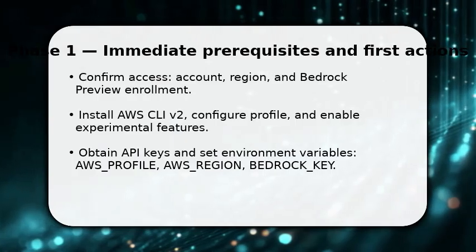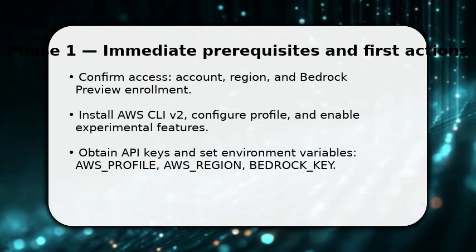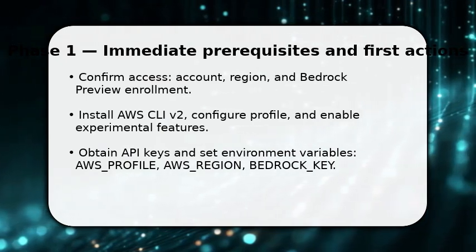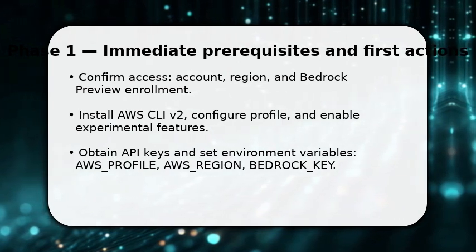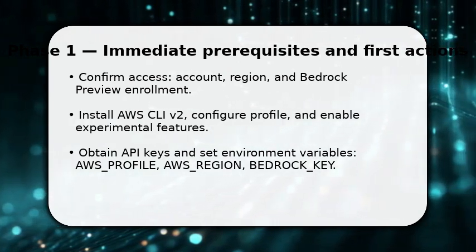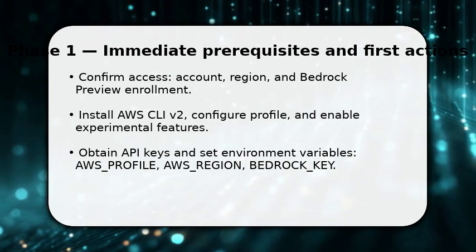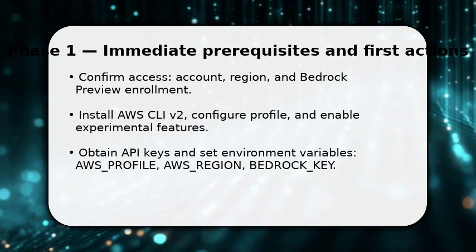You begin by ensuring the essentials are in place. Account access, region enabled, and your Bedrock Preview enrollment accepted. Next, install AWS CLI version 2 and configure a profile with credentials. This lets you call services directly.